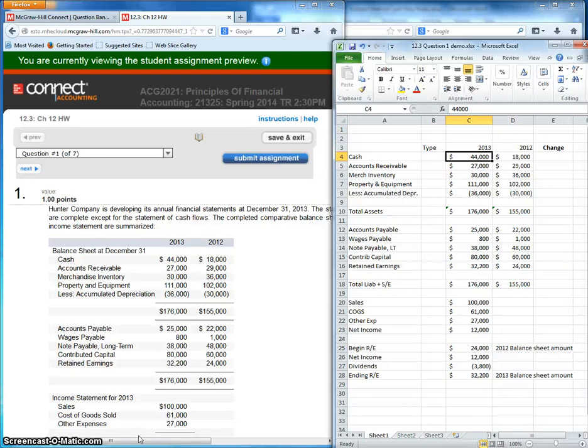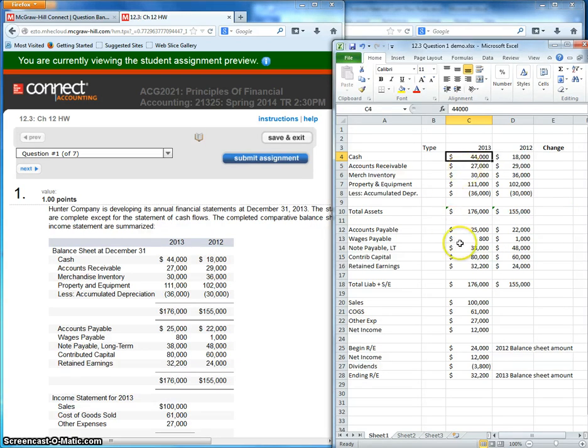Hi everybody, I just wanted to give you a quick walkthrough of question 1 from your chapter 12 homework assignment. Take a look at what I did here just to prime this. You may want to do this also yourself if you wanted to follow along, maybe pause the video. But basically I copied the balance sheet over into an Excel sheet so that we can manipulate and figure out, do a little bit of the math, and then build out our cash flow statement.